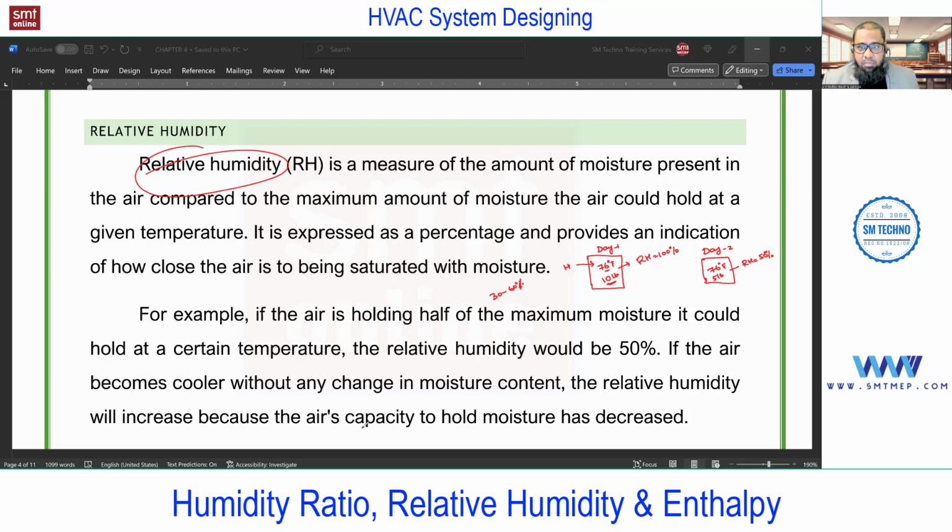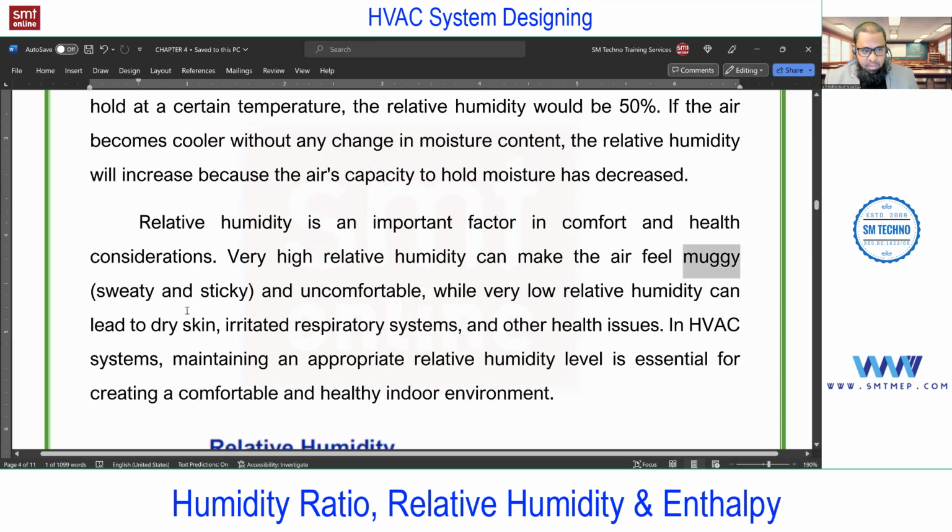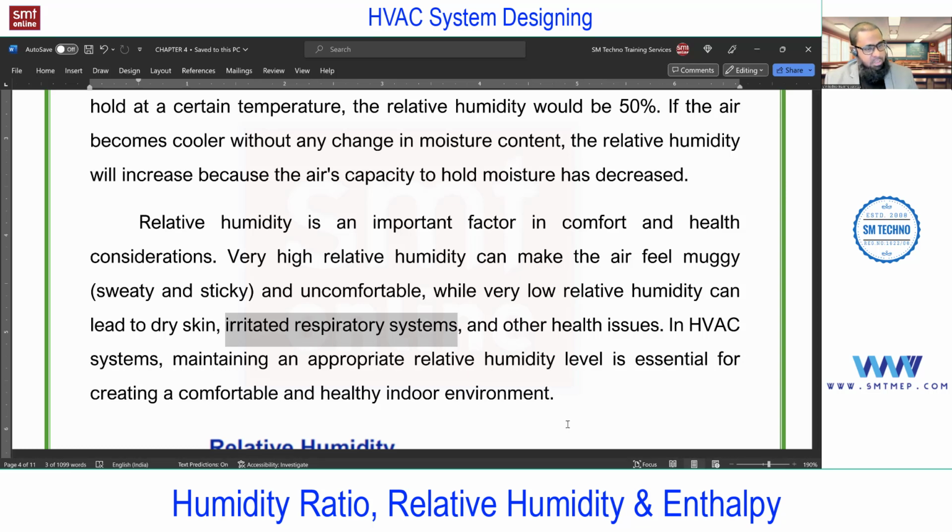I have just given some important points. Let me complete this. Muggy condition: sweaty and sticky, and it also irritates the respiratory system. Even if the humidity level is above 60%, it will affect even the breathing. And you can relate this.